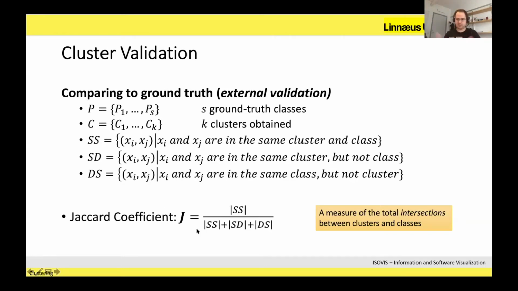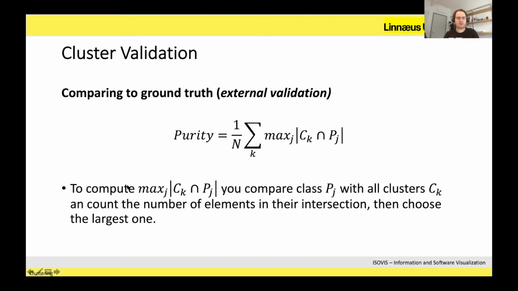And then after you have done this for every pair of points, you compute this Jaccard coefficient, which is basically the number of pairs that are in the same cluster and same class, divided by the sum of the buckets. Not all of them, because there's an extra one where the two points are not in the same cluster and also not in the same class, and that is not considered here.